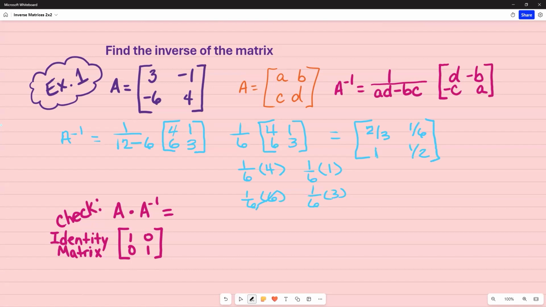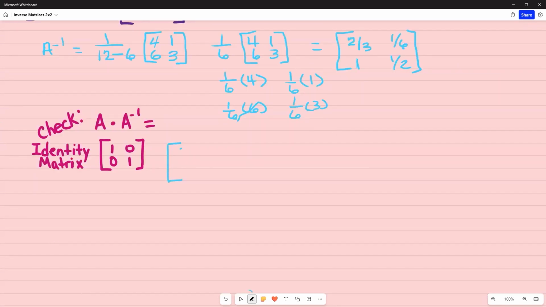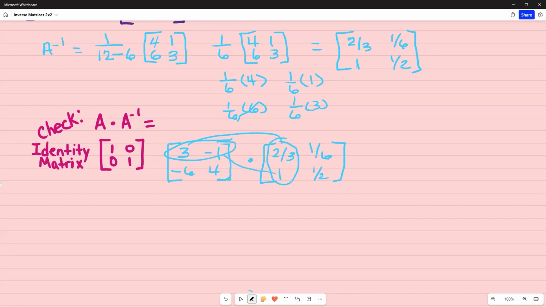And in order to check it, we have to use this formula. My original A was 3, negative 6, negative 1, and 4. And I'm going to multiply that by what I feel the inverse should be, which is going to be 2 over 3, 1, 1/6, 1/2. And remember, for multiplying, you have to take the first row, multiply times the first column. When you're doing that, you're going to take the first element times the first element, the second element times the second element. Then you have to go back and do the same thing for the first row and the second column. You're going to take the first element with the first element and the second element with the second element.